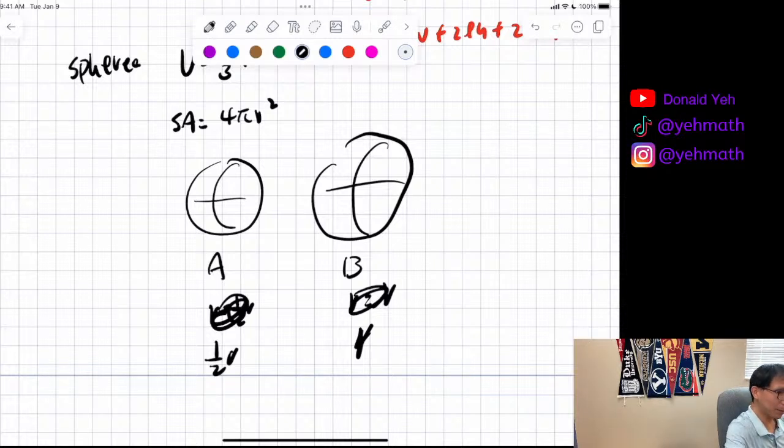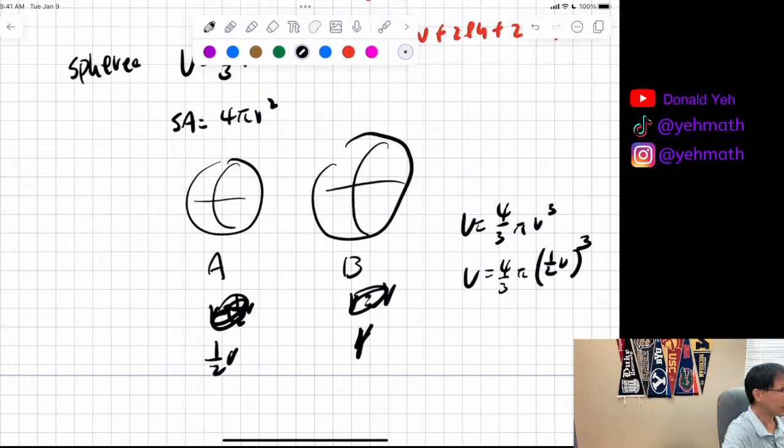Why is it 8 times? Because volume is equal to 4/3 pi r cubed, right? Now imagine this r is 1/2 r, to the third. So 1/2 times 1/2 times 1/2 is 1/8. So it's actually 1/8 the volume if it's 1/2 on the radius.